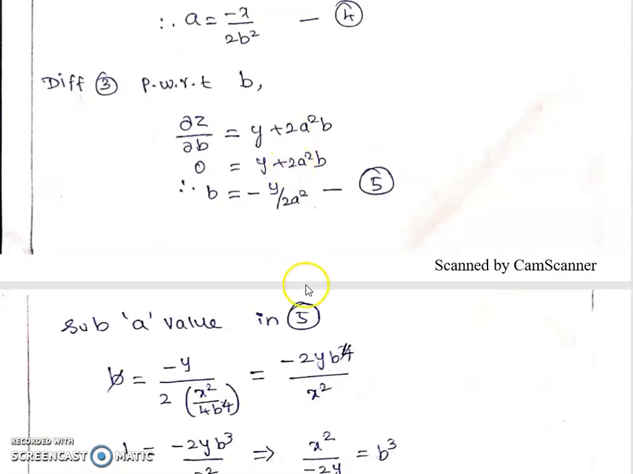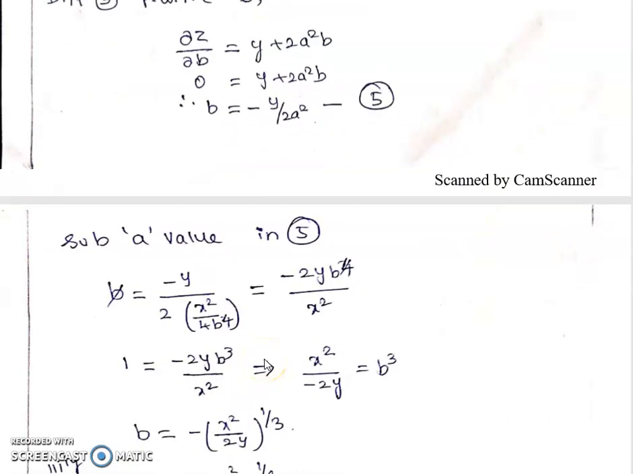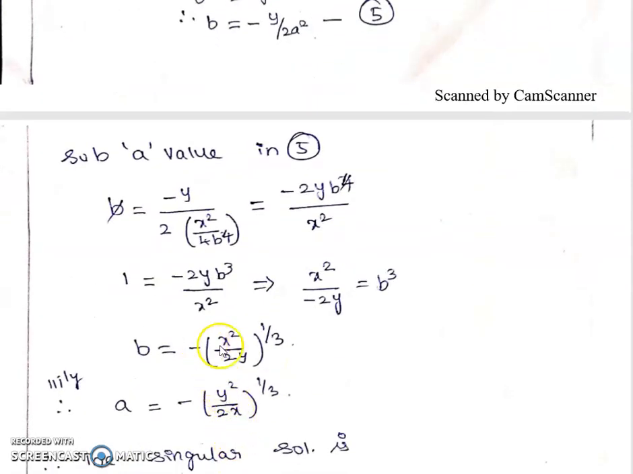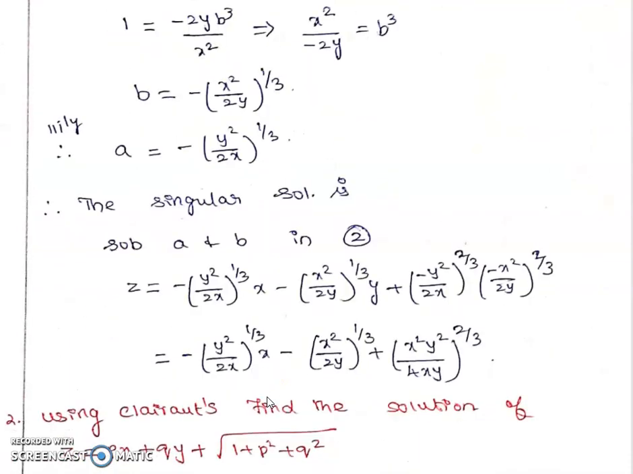Next, substitute the a value in equation number 5. What is the a value? Minus x by 2b square. So substitute here. So we get b is equal to minus x square by 2y, the whole power 1 by 3. Similarly, we get a is equal to minus y square by 2x, whole power 1 by 3. Therefore, the singular solution is obtained by substituting this a and b value in equation number 2. So we get the singular solution.